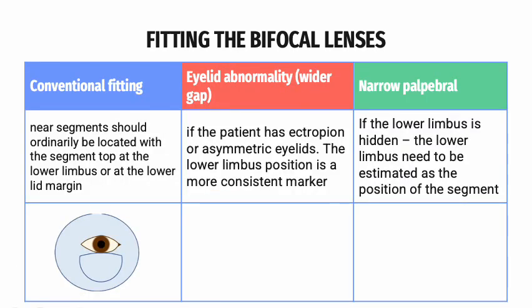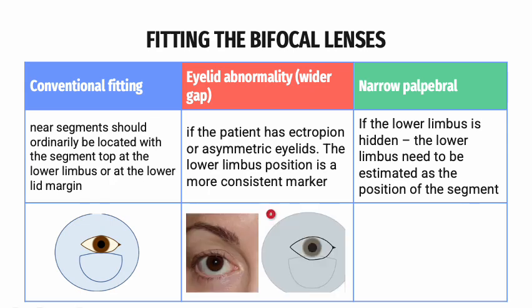For conventional bifocal fitting, the near segment should ordinarily be located with the segment top at the lower limbus for the wearer to be able to comfortably utilize both the distance and near portions of the lens. As illustrated in the figure, the segment top position should be in line with the lower limbus.